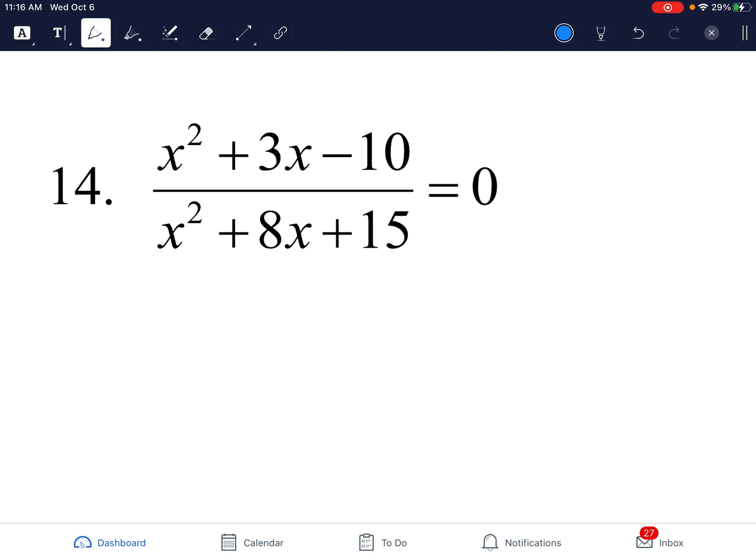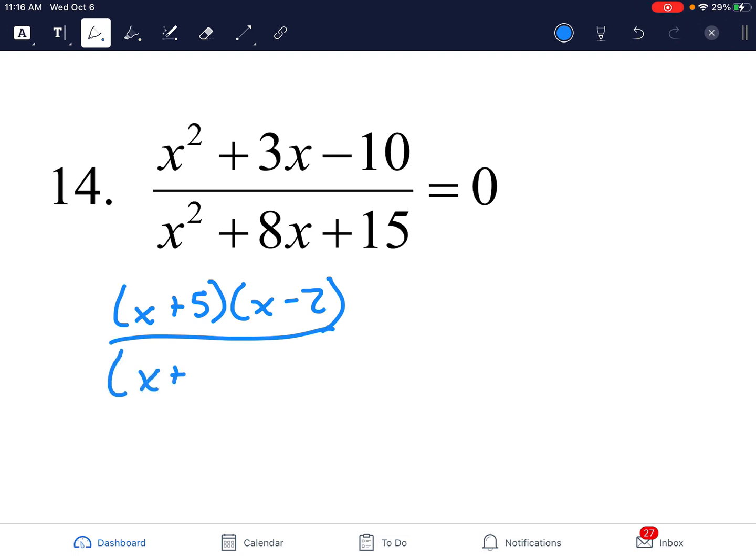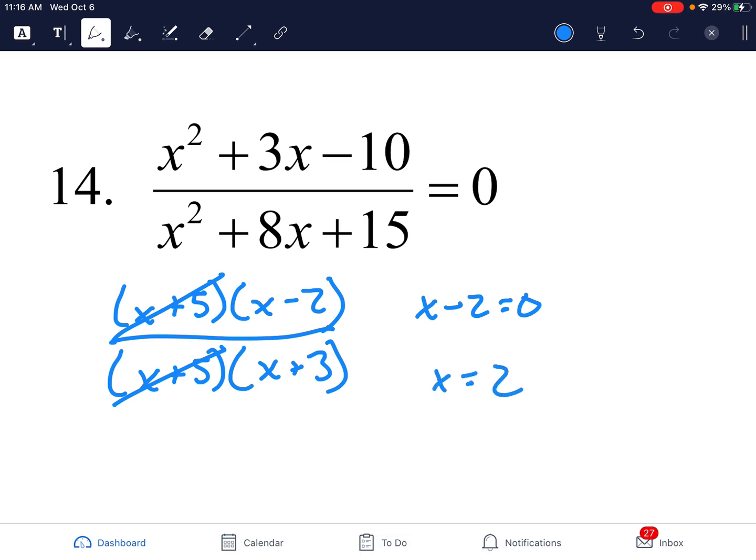The next one, two numbers that multiply to be negative 10 but add up to be positive 3: x plus 5, x minus 2. Two numbers that multiply to be 15 but add up to be 8: x plus 5, x plus 3. Now here we have x plus 5 and x plus 5. You're going to cancel those two out. And all we care about now is the numerator. x minus 2 is equal to 0. x will equal 2.